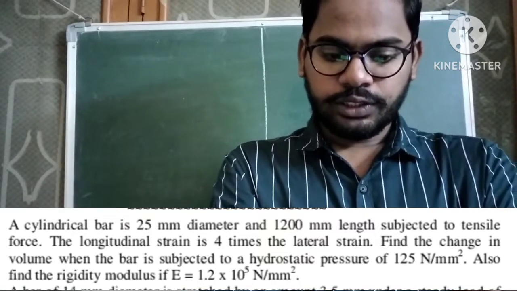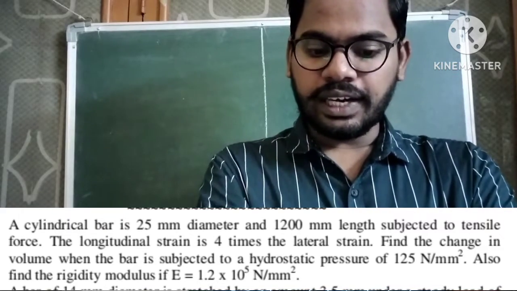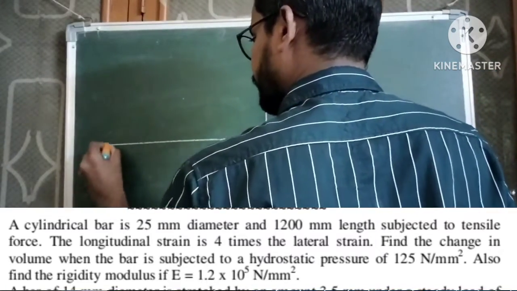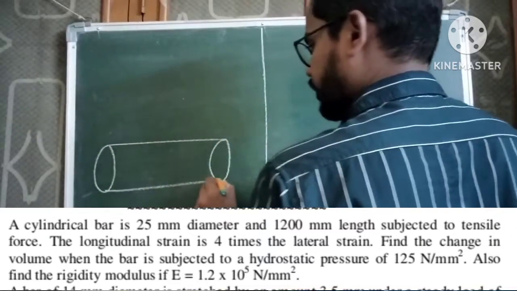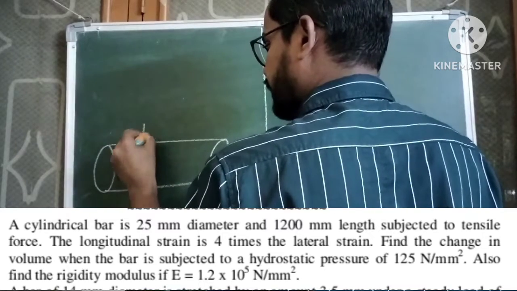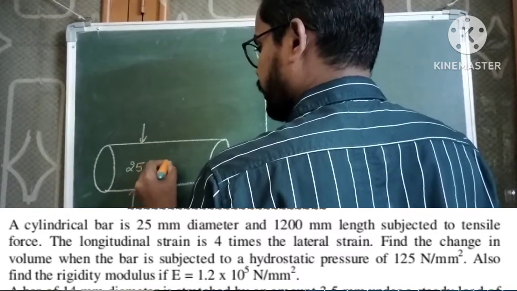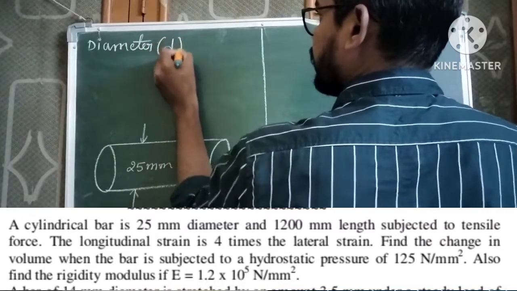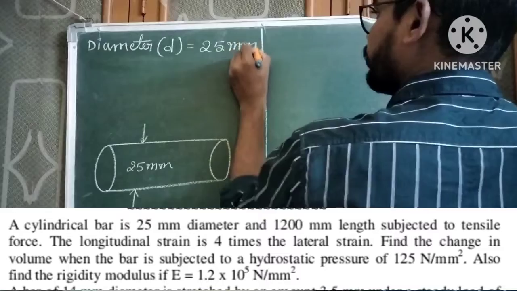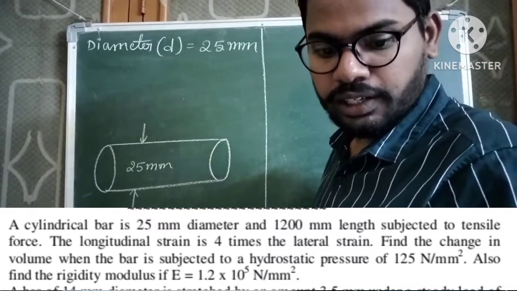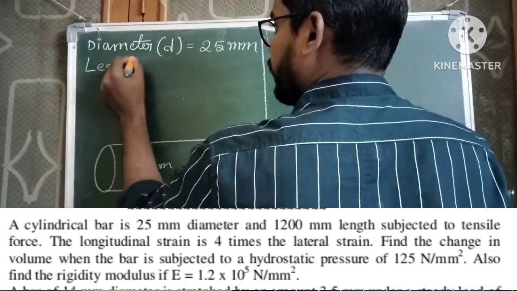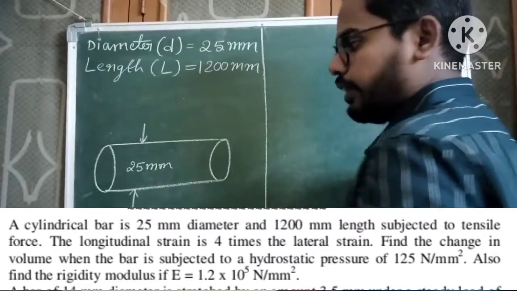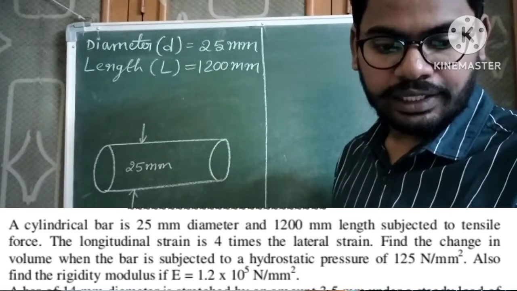So here there is a cylindrical bar, its diameter is 25 mm. So diameter of cylindrical bar is 25 mm. Next, and 1200 mm length. So length L of the cylindrical bar is equal to 1200 mm, subjected to a tensile force.